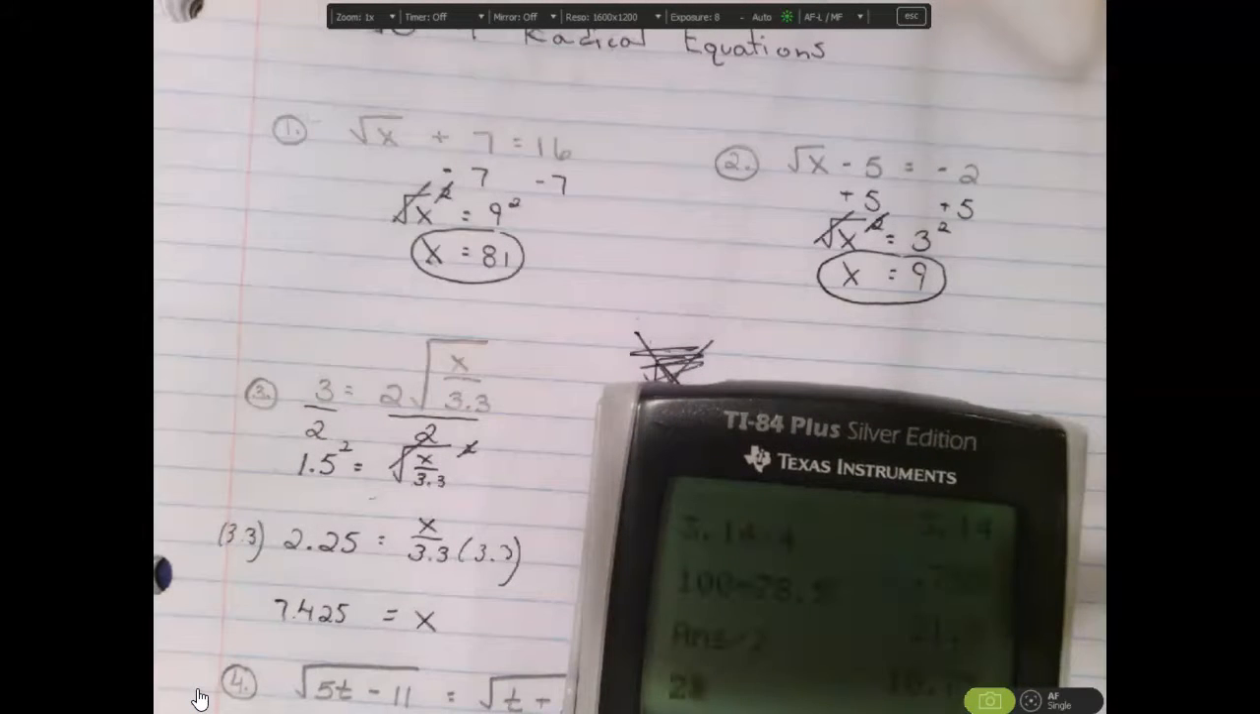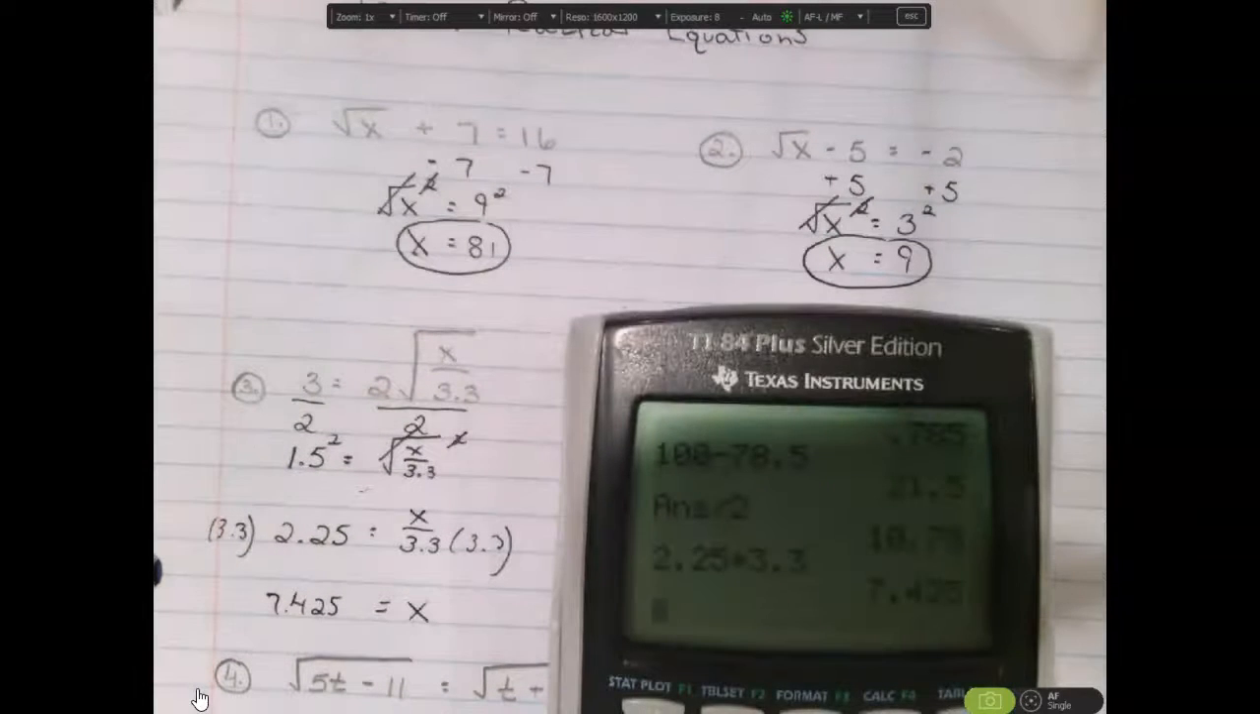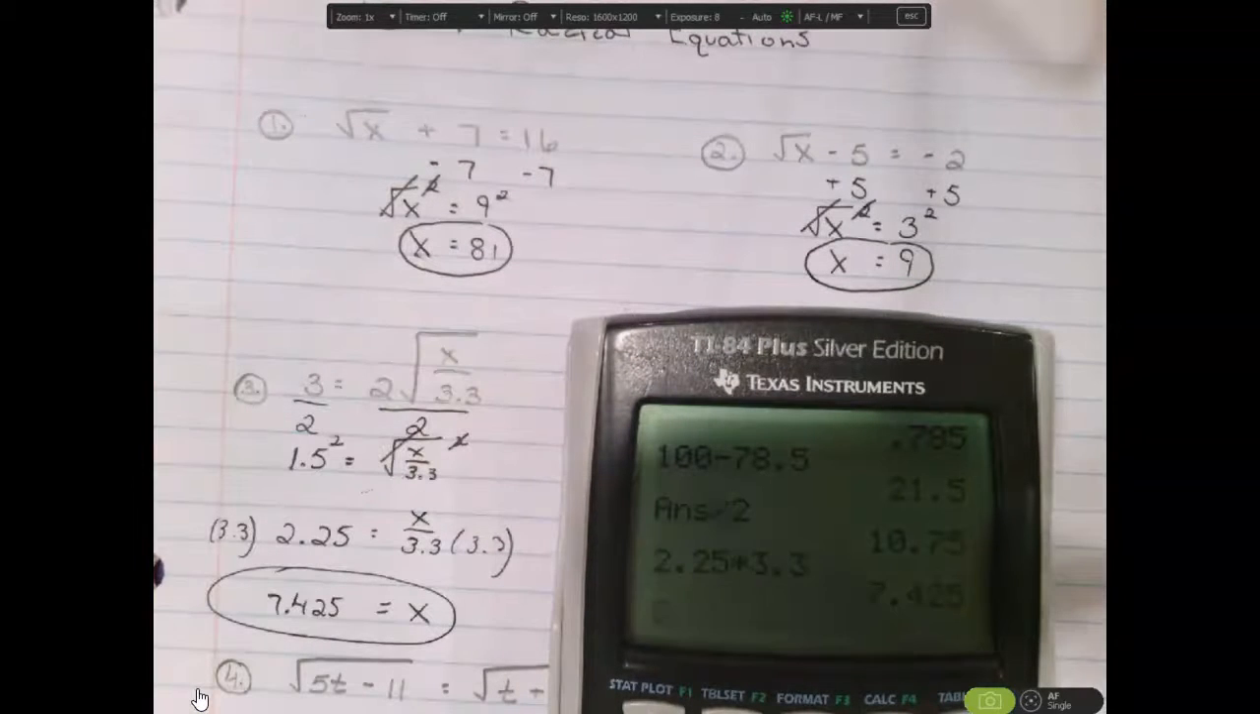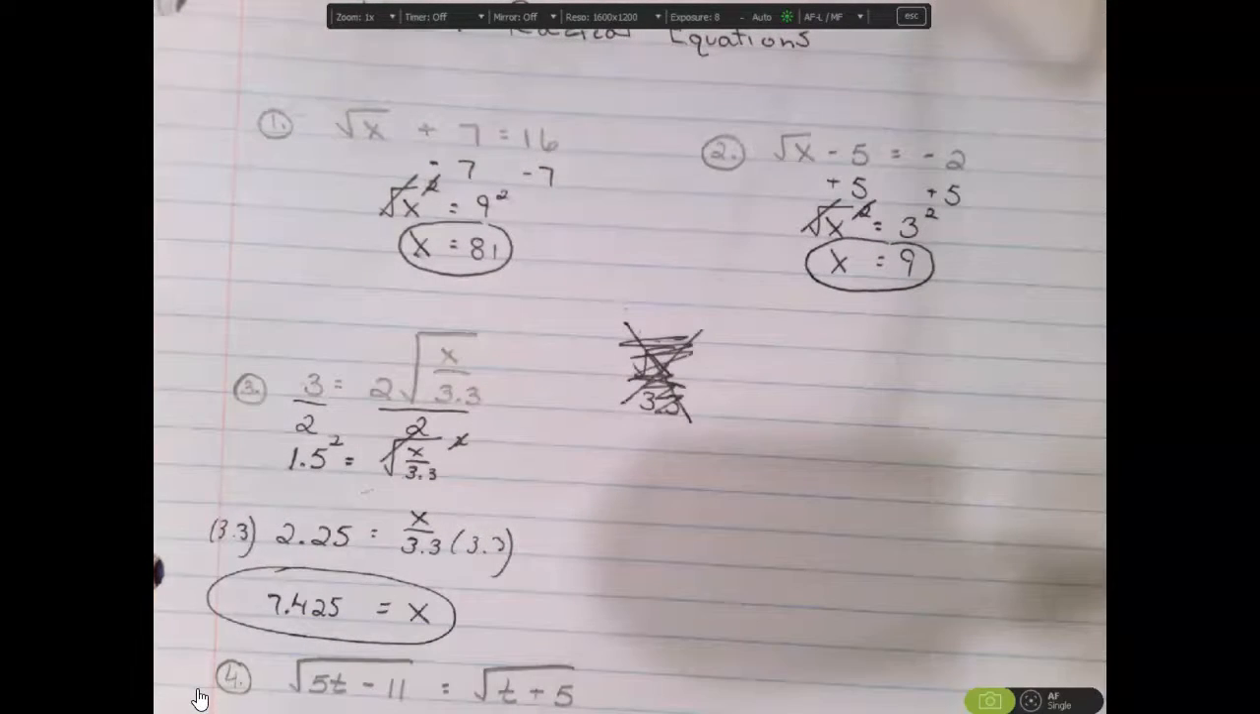So again, if you come over here, 2.25 times 3.3, 7.425. So there you have it. So for number 3, x is equal to 7.425. A little longer of a decimal with that problem. How could we check it? Excuse me. So we have problems 1, 2, and 3. How could we check those to make sure that those answers are correct?